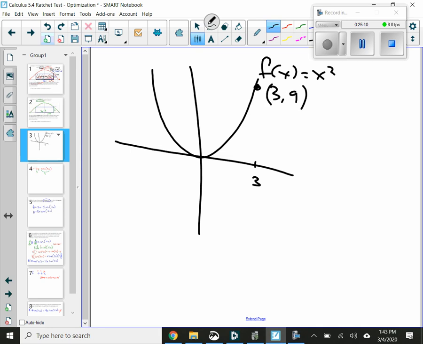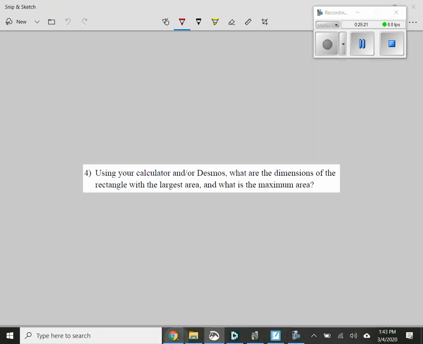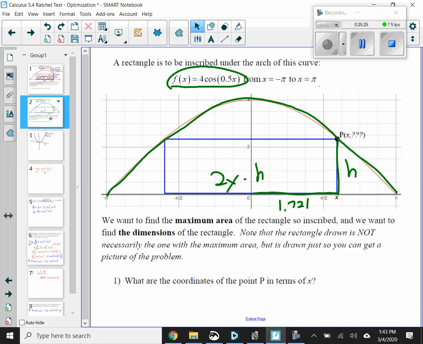So you took the 3 right here and put it into the x squared. Well, my function isn't x squared. My function is 4 cosine 0.5x. So if I have an x right there, that point is going to be like 3, 9, but instead it's going to be x plugged into this right here.